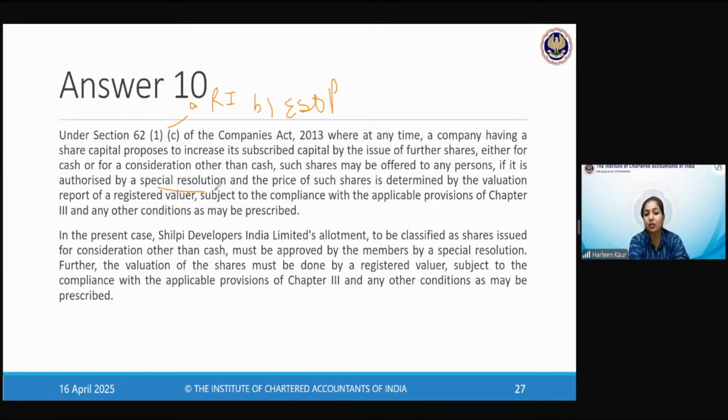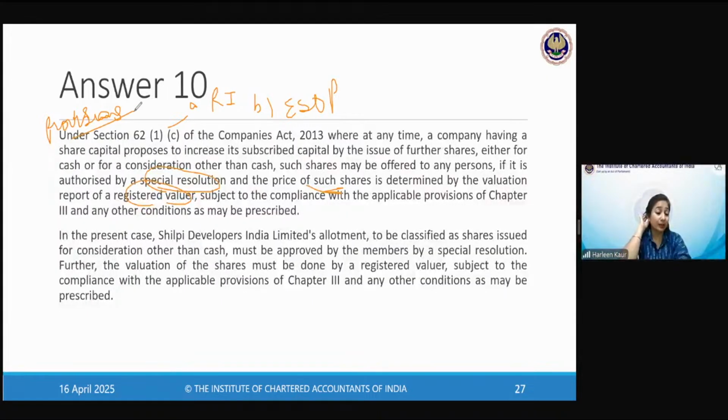For such offers, first of all, a special resolution will be required. How will the price be determined? Price will be determined by the registered valuer's value. Now, how to attempt the questions also. First of all, you will always write the provisions of the case. You will always tell the examiner that these are the provisions to which the question relates.